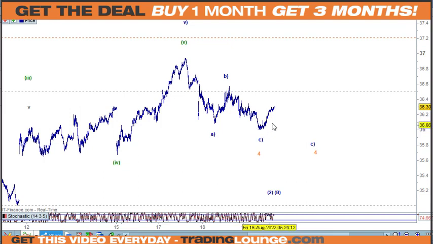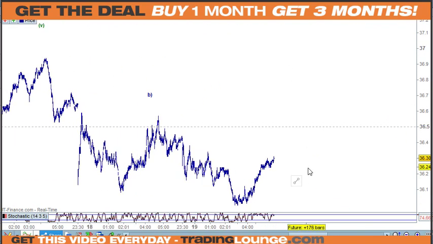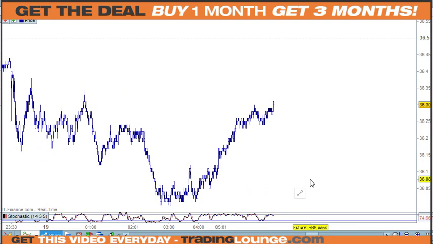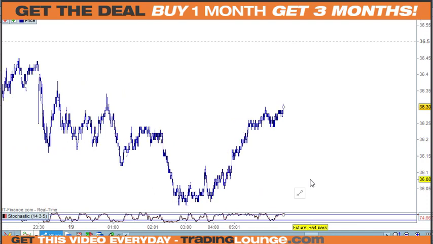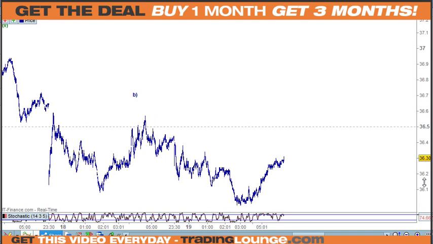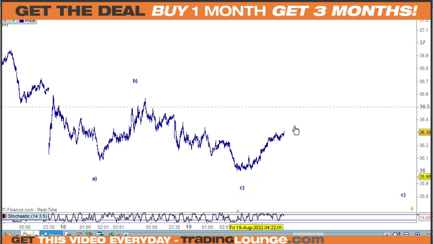So yeah, we won't do anything here. This does look impulsive here. Looks like it wants to go up further, so it will pull back. It looks like it's going to do something like this, but we'll just see.